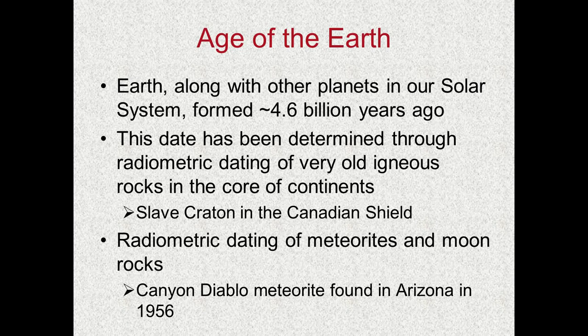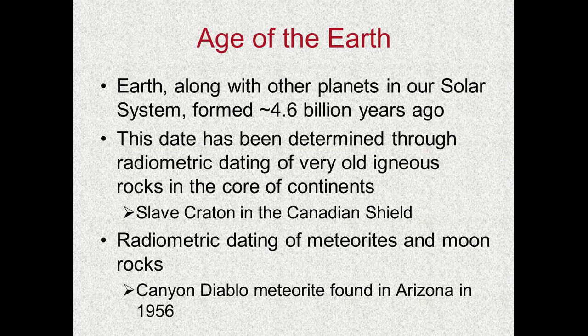Now, if you're wondering how that age has been determined, we have used a process called radiometric dating. And we'll talk about what radiometric dating is here in a minute. But we have taken the very, very oldest rocks, the oldest igneous and metamorphic rocks at the very, very core of our continents. Primarily igneous rocks, though, because metamorphic rocks, remember, change through time. The oldest rock as of right now has been found in the interior of the North American continent, up in the Slave Craton in the Canadian Shield.